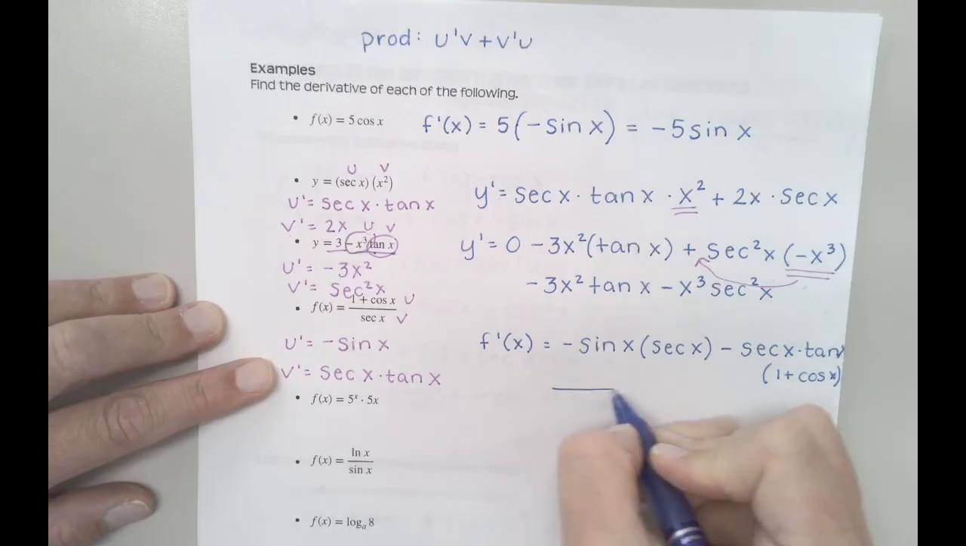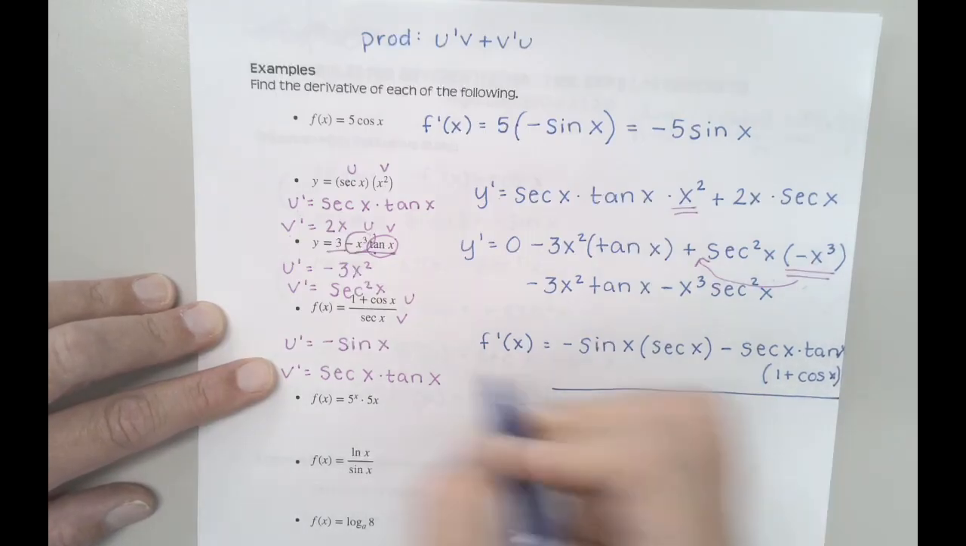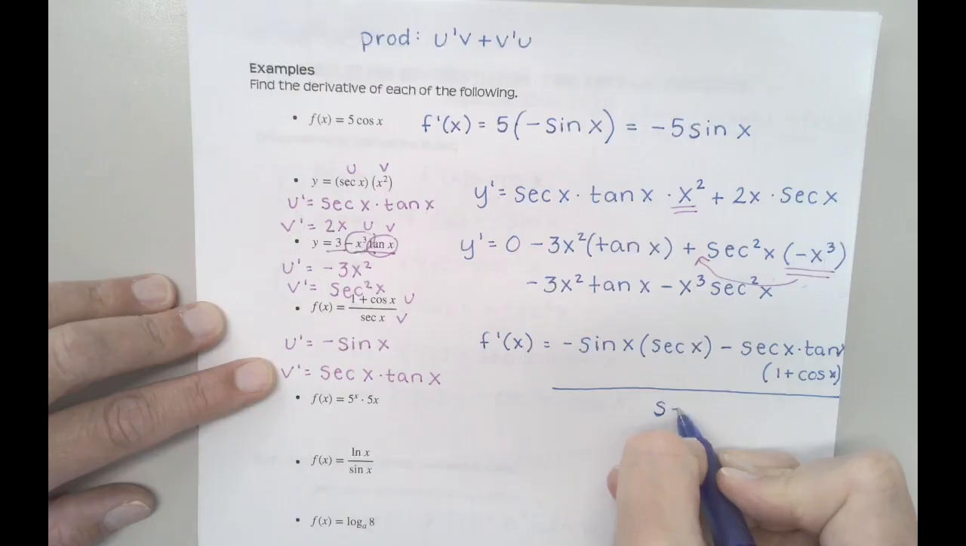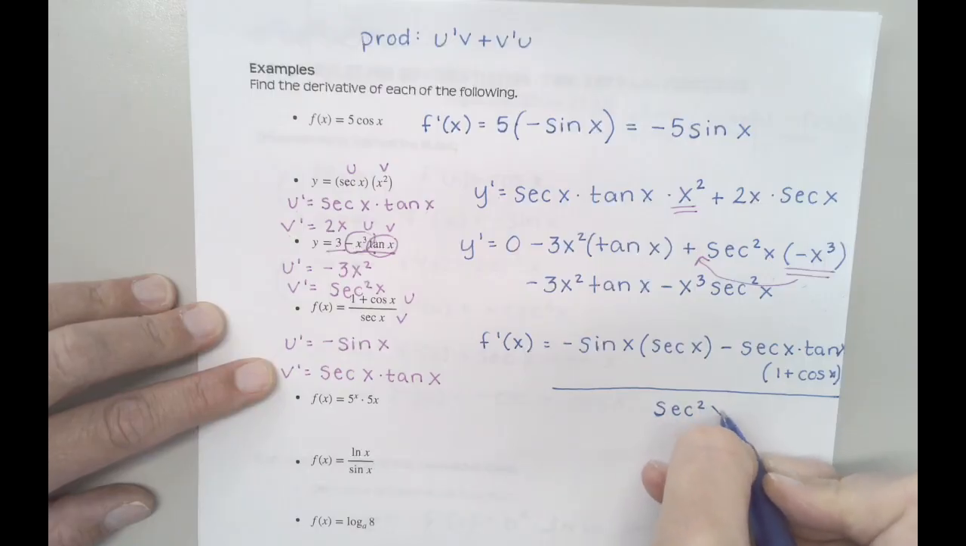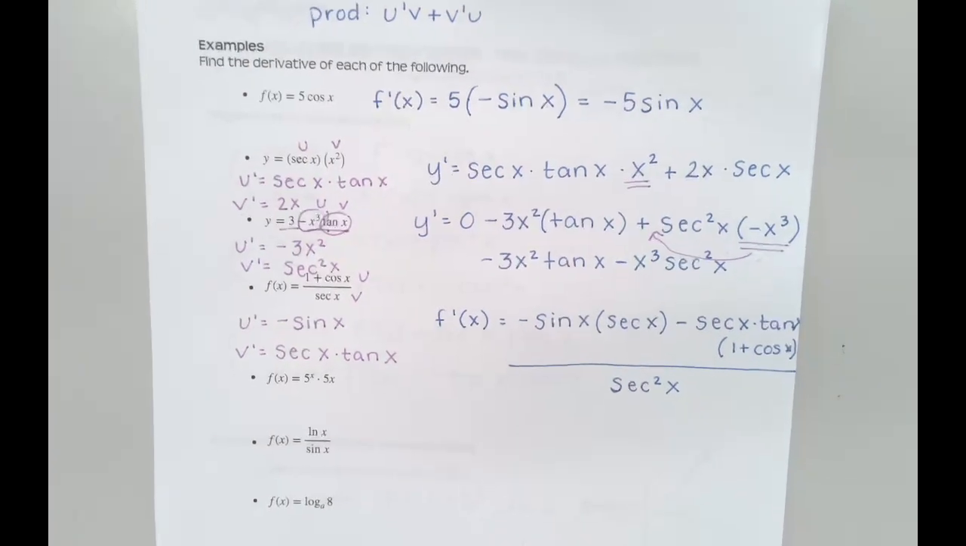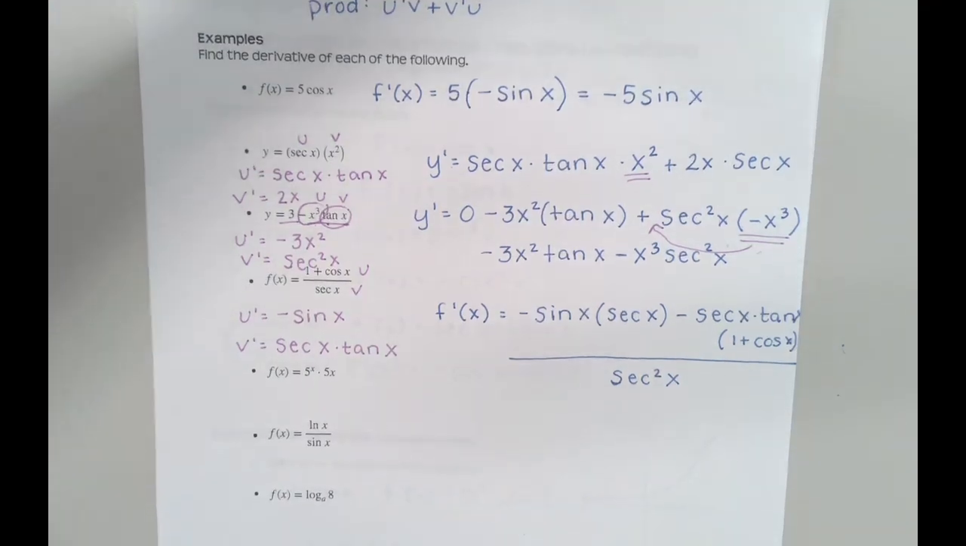And all of that would go over secant squared of x. Man, going on to the other line made that look extra messy, but that would be your answer. Okay, so sometimes you're going to need some space for these answers here. Okay, a couple more to do here.